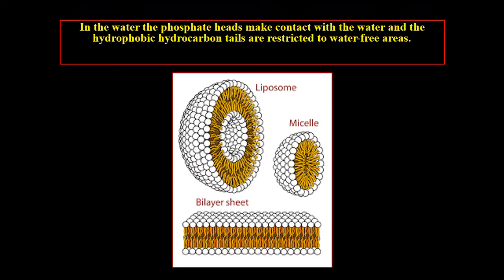Because of their structure, when phospholipids are added to water, they self-assemble into aggregates so that the phosphate heads make contact with the water and the hydrophobic hydrocarbon tails are restricted to water-free areas, and in this case they form a liposome or micelle. What are the differences between liposomes and micelles? Liposomes are composed of a lipid bilayer separating an aqueous internal compartment from the bulk aqueous phase.